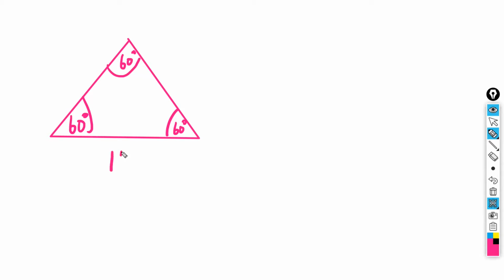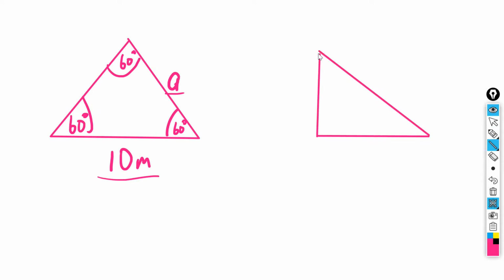And let's say here is 10 meters. And here is, we don't know what here is. So guys, let's say we don't know what this side is. We have no idea what this side is. And remember guys, we already know how to find the sides if we have a right angle triangle.